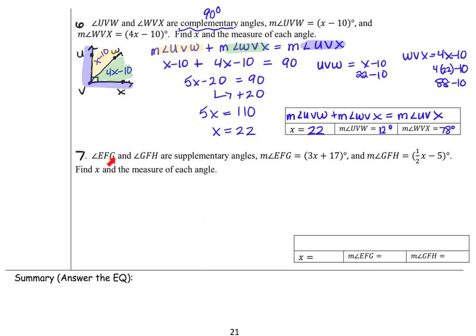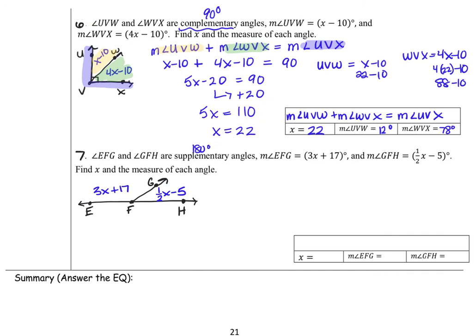We have EFG and GFH are supplementary. So if they're supplementary, that means they add to 180 degrees. So go ahead and sketch a quick picture of what this problem looks like. Okay, so here's my picture of the problem.